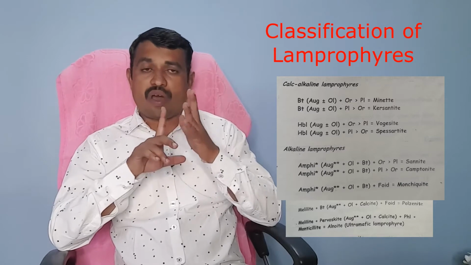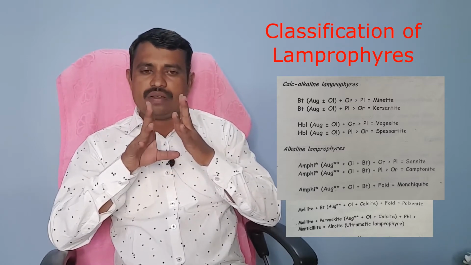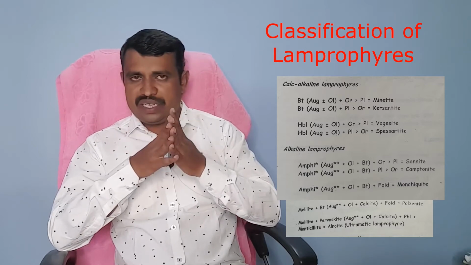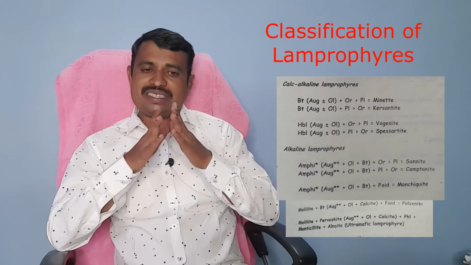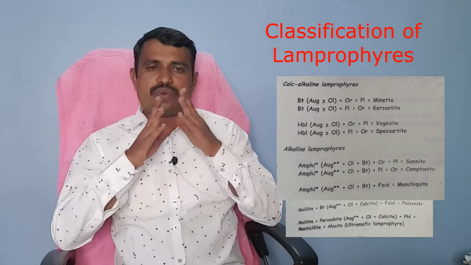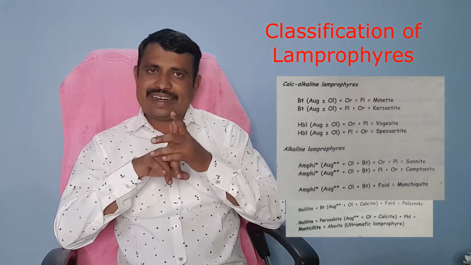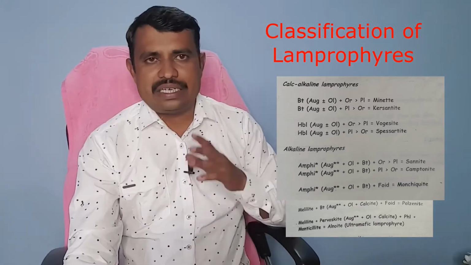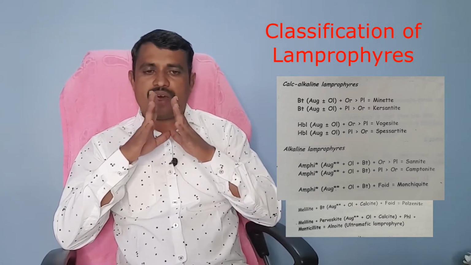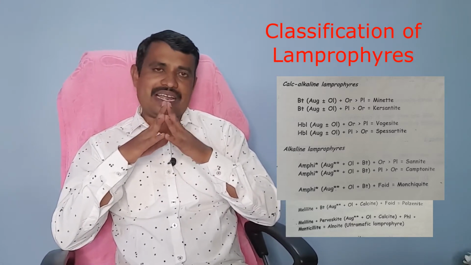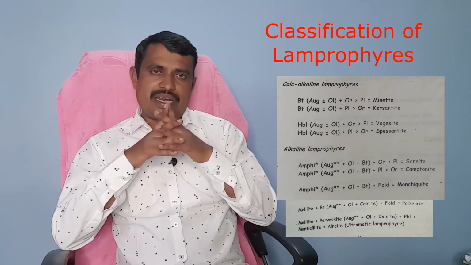Then the third type is hornblende, which basically includes augite plus or minus olivine. Hornblende plus orthoclase, if greater than plagioclase, is called vogesite. Hornblende plus plagioclase, if greater than orthoclase, is called spessartite. So this is the classification of lamprophyre on the basis of calc-alkaline. These are the members belonging to the calc-alkaline lamprophyres.